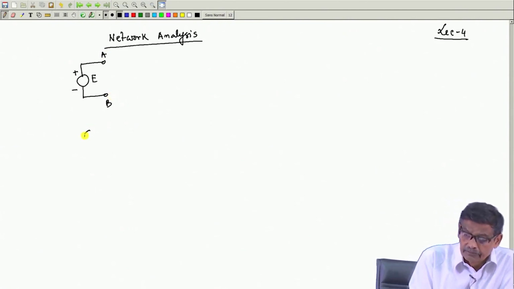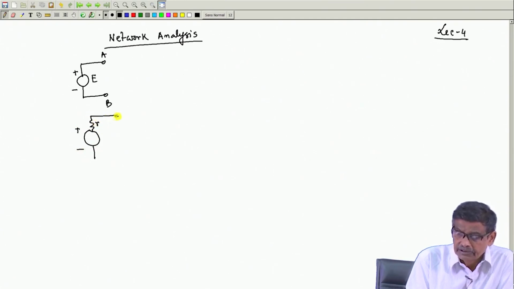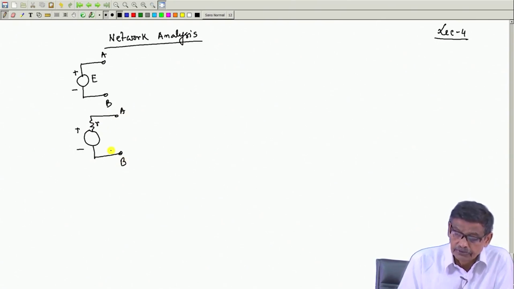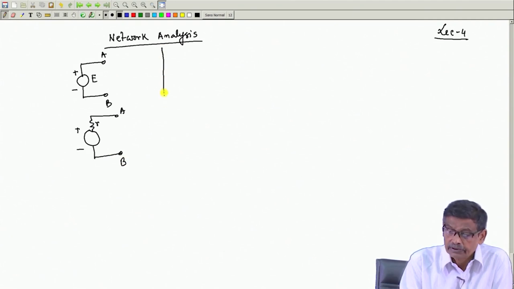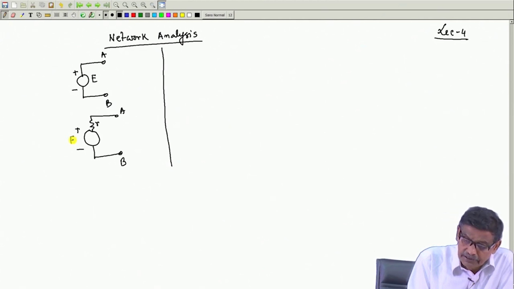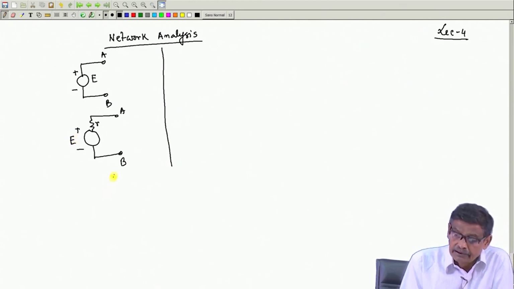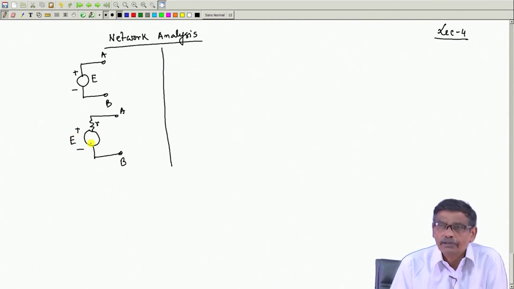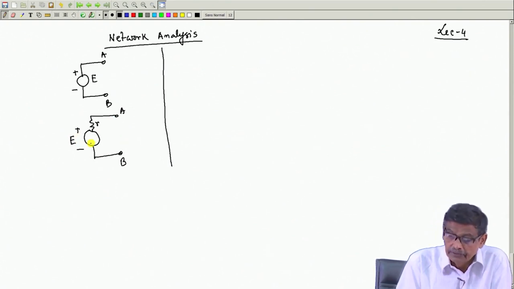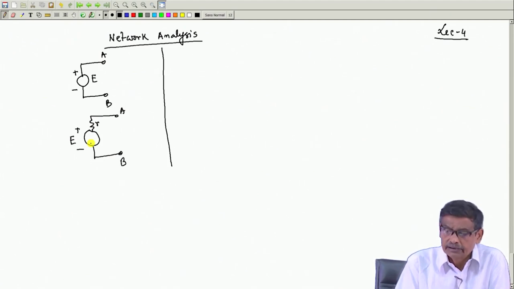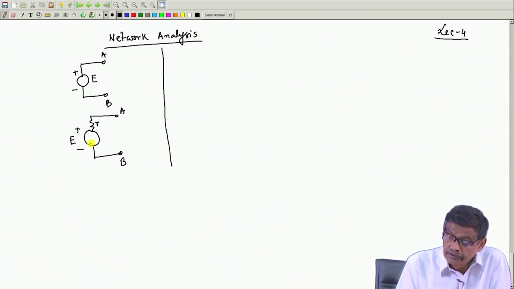And a practical voltage source will be represented like this with its internal resistance, which is supposed to be small. A and B will be the terminals of the source, and then I told you about the current source. The open circuit EMF is E, and this voltage source should be kept open circuited when not in use. Otherwise, it should be connected to the other network with which you want to energize it.